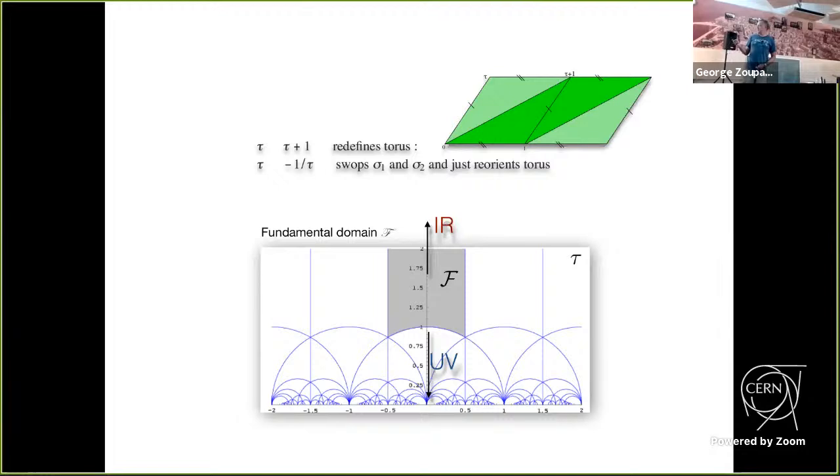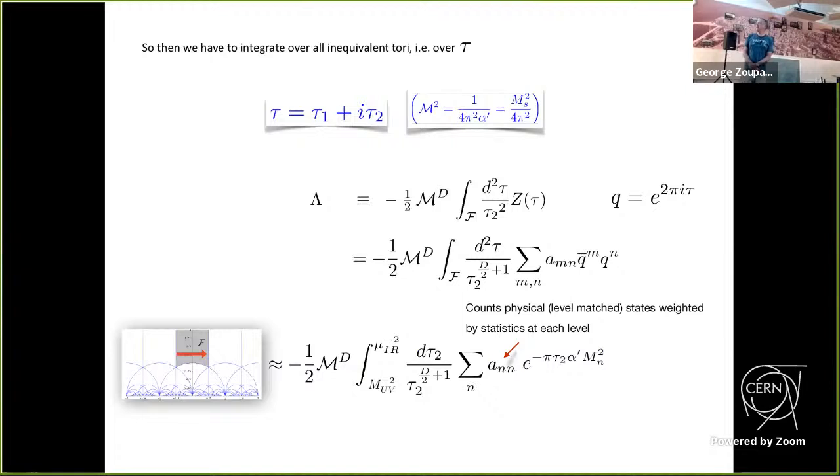You end up with a fundamental domain. And you can see in the fundamental domain, when I go to large imaginary tau, that's the same thing as the infrared. And so it will generate for me things that look like a particle theory. Meanwhile, the ultraviolet, and what you will say in the textbooks, oh my goodness, the ultraviolet has disappeared. So therefore, everything is regular. So the story is not quite that simple, but anyway, let me show you what happens.